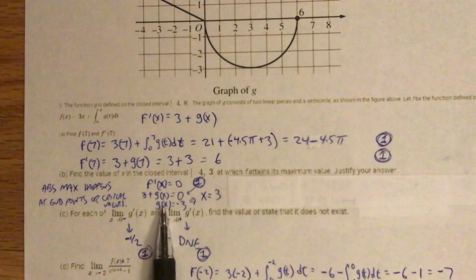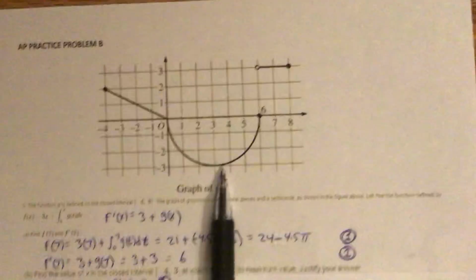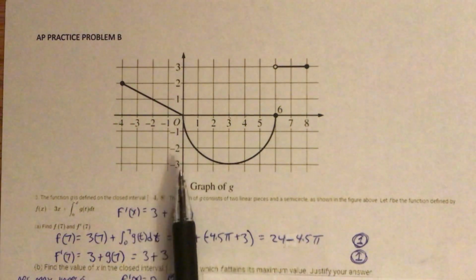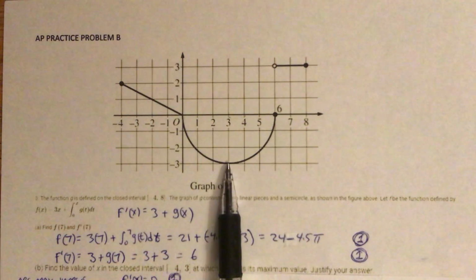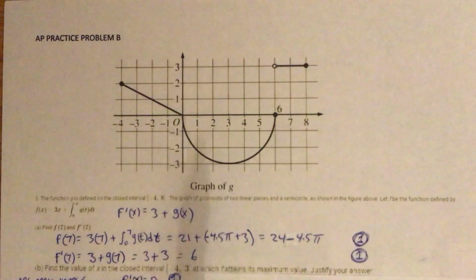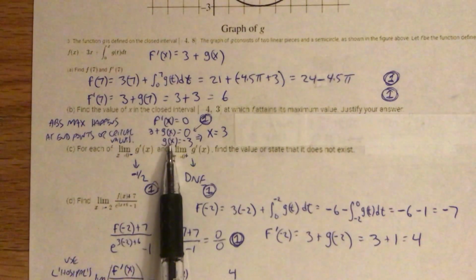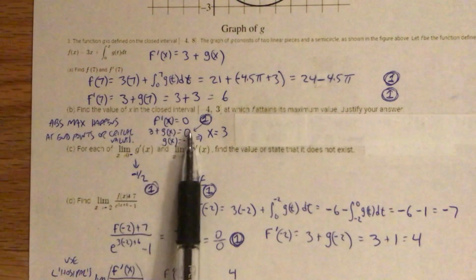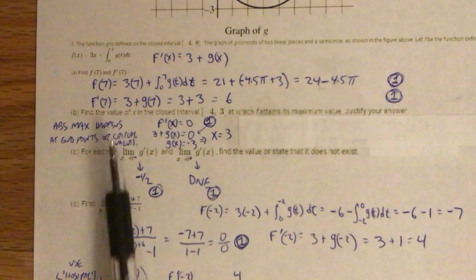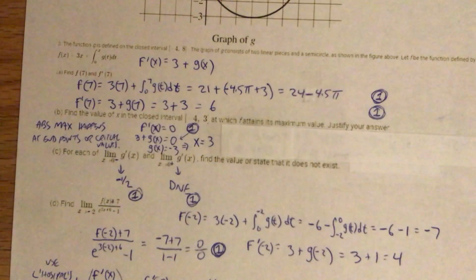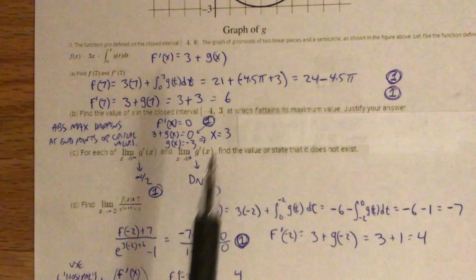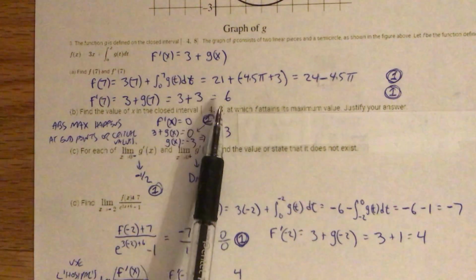And how do I know that that's the x value 3? Well, if you go back up to g, where is g's y value negative 3? It only happens one time. It's at the bottom of the semicircle. So g's y value is negative 3 at x equals 3. So if you follow the chain backwards, x equals 3 makes g negative 3, which makes this 0, which makes it a critical point for this function. What's nice, though, is this critical value is also an endpoint.